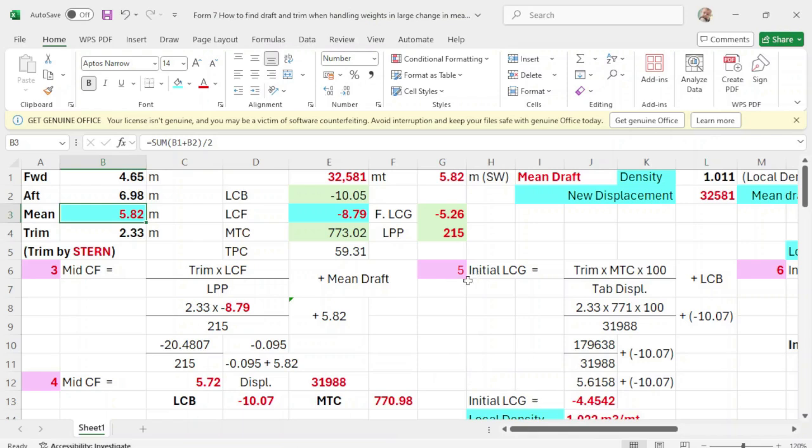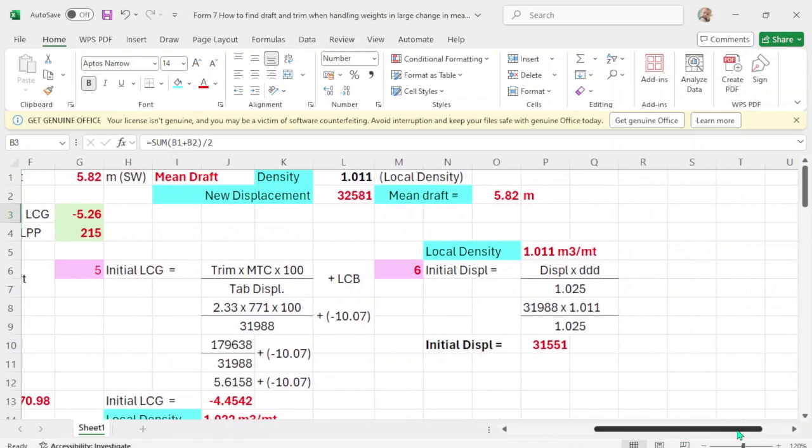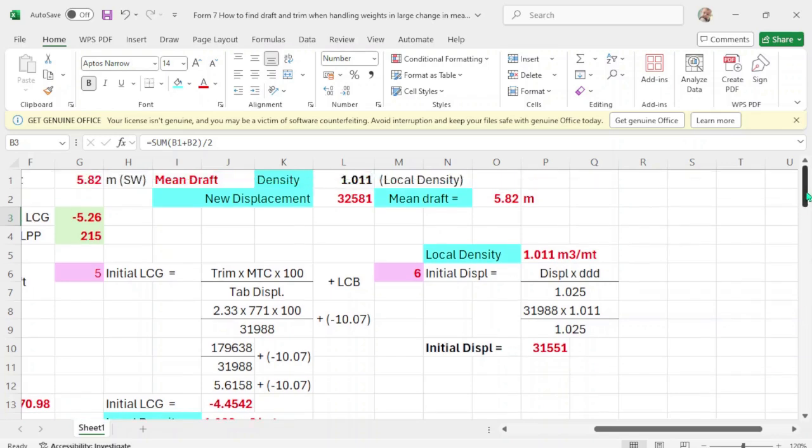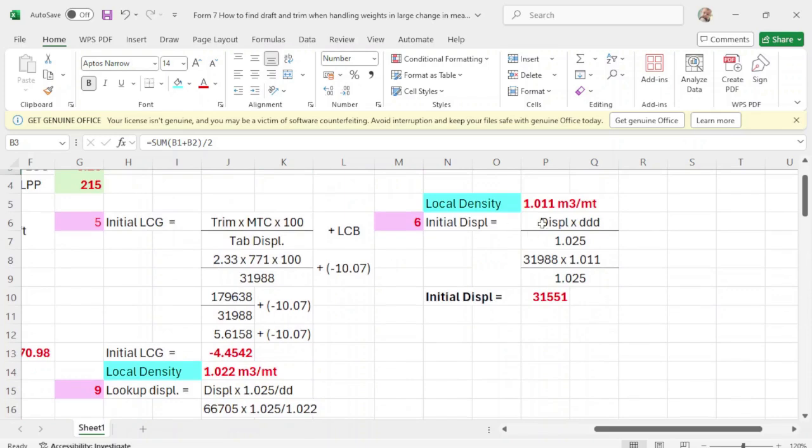Then we go to number 6. You convert the displacement of 31988, which applies the local density of 1.011, to what it will be in salt water. So this is the salt water displacement.